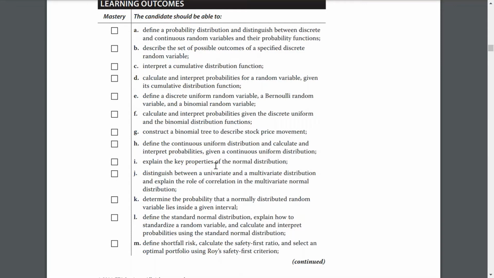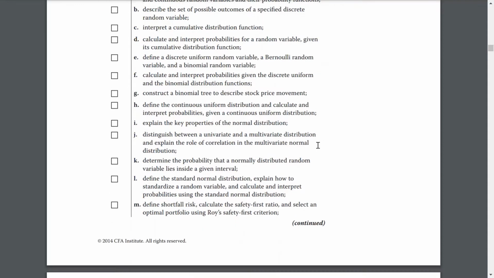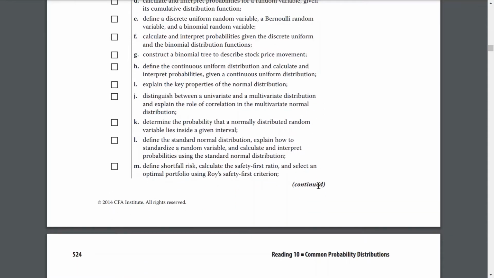Determine the probability that a normally distributed random variable lies inside a given interval. Define the standard normal distribution. Explain how to standardize a random variable, and calculate and interpret probabilities using the standard normal distribution. Define shortfall risk. Calculate safety-first ratios and select an optimal portfolio using Roy's safety-first criterion.